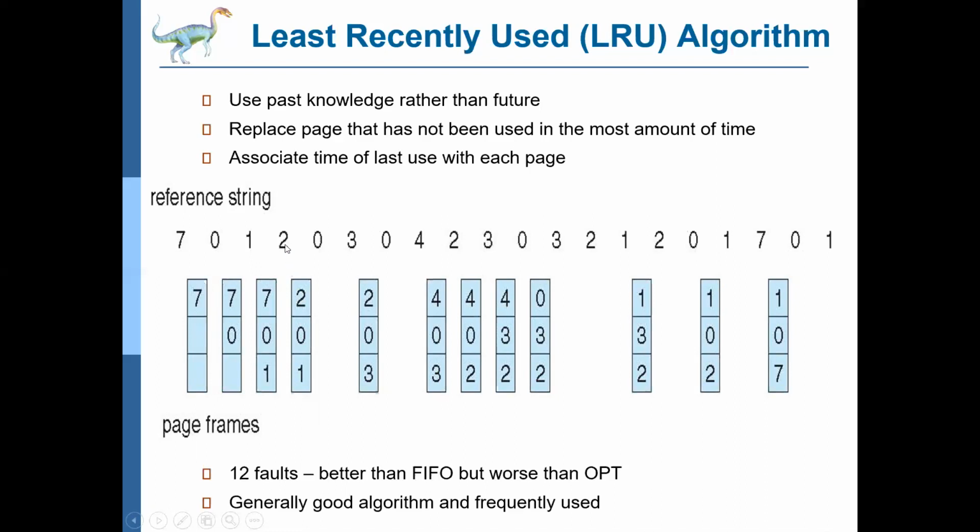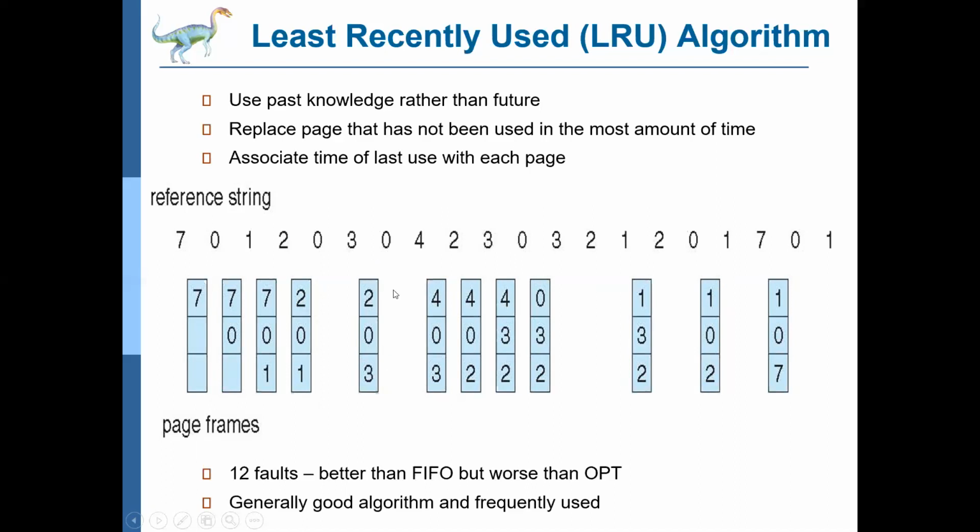So when you go for 2, instead of looking to the right, we'll look towards the left. So now 7, 0, 1. 1 is found, 0 is found, 7 is at the last. So 7 is replaced with 2. 0 is found, next we'll go for 3. 3 is not found, it is a page fault. Out of this 2, 0, 1, we'll search on the left hand side of 3. 0 is found, 2 is found, 1 is at the last, so 1 will be replaced with 3.